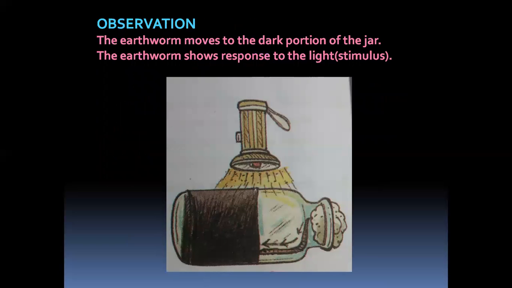You can see the picture, children. The earthworm moves to the dark portion of the jar. Due to the light, it goes inside. The earthworm shows response to the light, that is stimulus. Light is the stimulus, and the response is the earthworm's movement. Can you see the picture, children? Here.